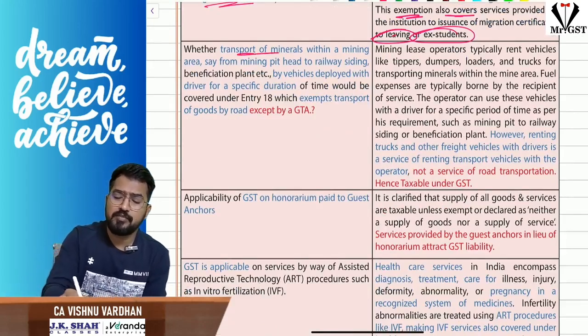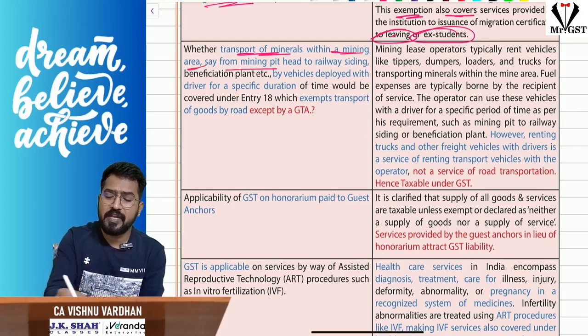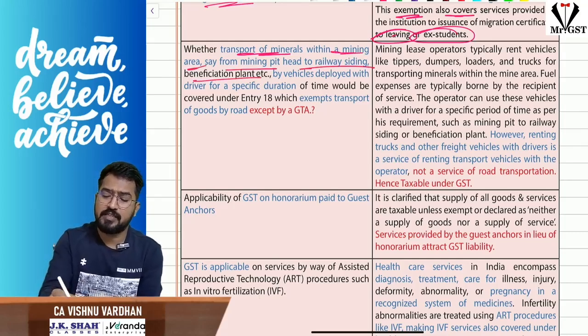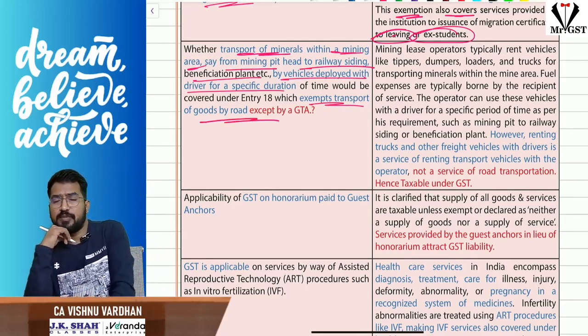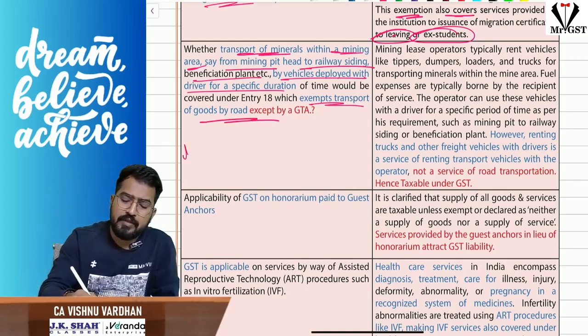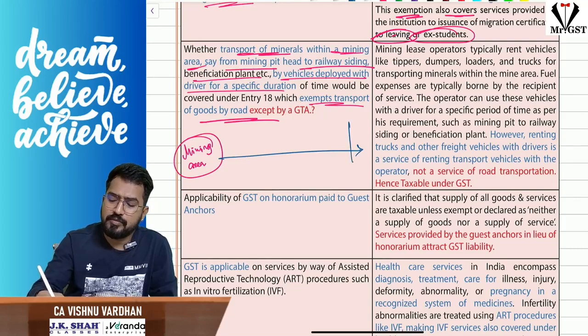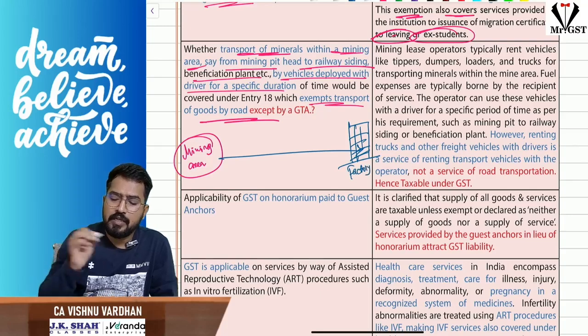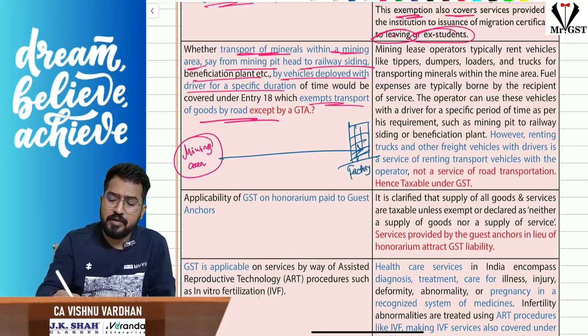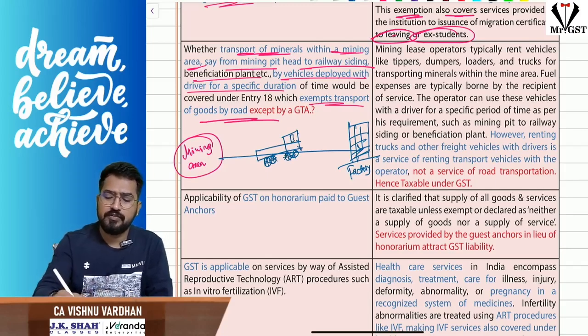The next one is, sir, transporting minerals within the mining area, say from the mining pit to the railway siding, beneficiation plant, etc., by vehicles deployed with the driver for a specific duration. Does it enjoy exemption, because it is transportation of goods by road? A simple understanding: there is a mining area, and from that area these people are transporting the goods to, let us assume, a factory, using vehicles. What will be the story? Is this a transportation of goods service, or what is this?